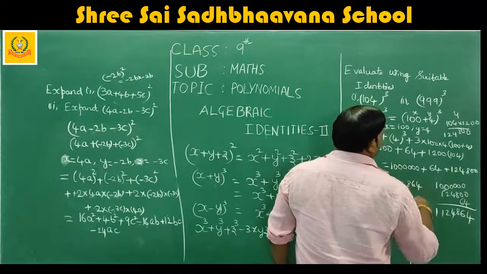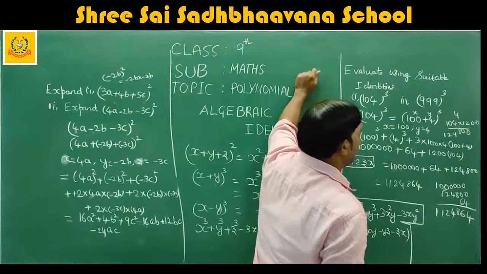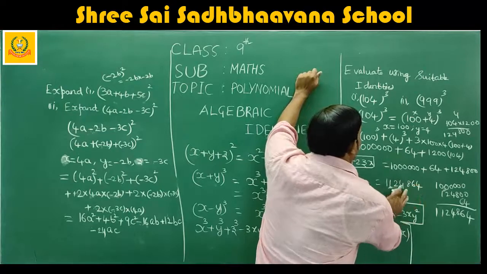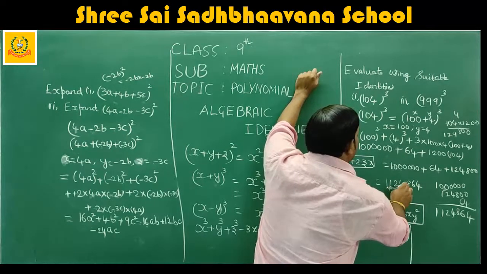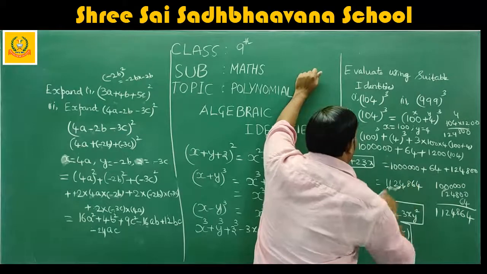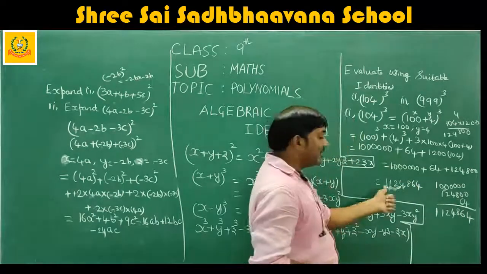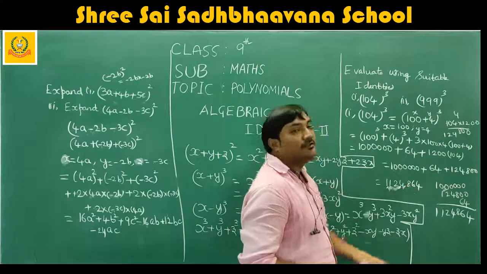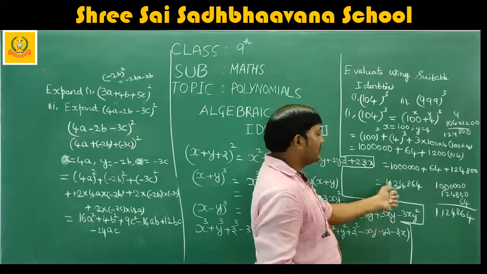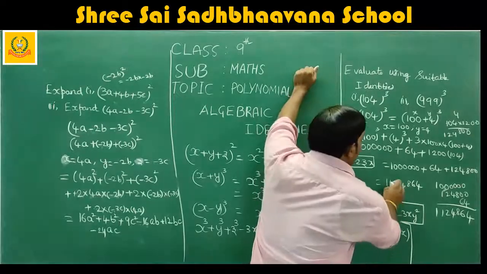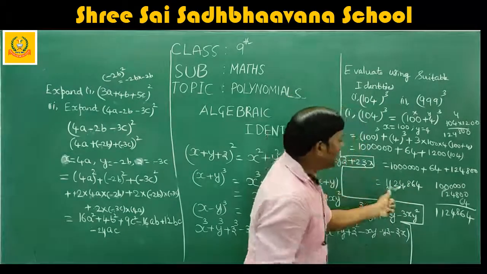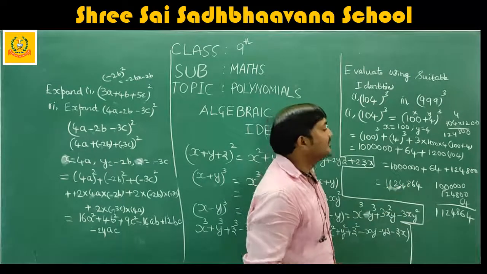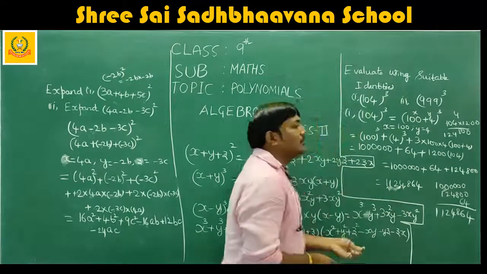1,12,48,64... even we can say it in millions, or you can say it in the Indian system: 1 crore, 12 lakh, 4,864. I hope you know the number systems and all. So 1 crore, 12 lakh, 4,864. This is how you have to expand.